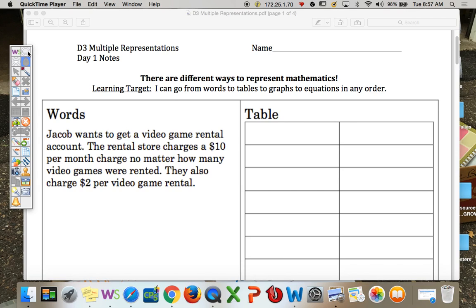Today is the first way that we're going to look at multiple representations of linear equations. There are different ways to represent mathematics, so the learning target is you can go from words to tables to graphs to equations in any order. So let's start with the first problem.